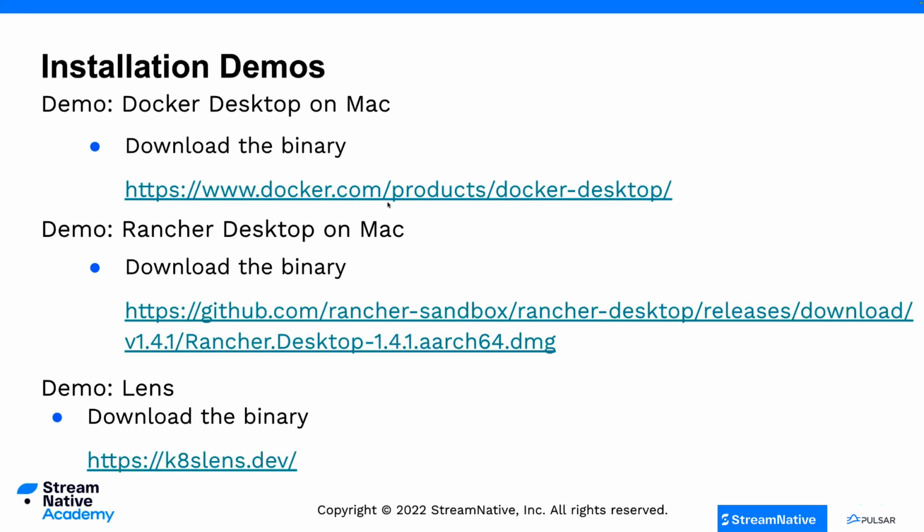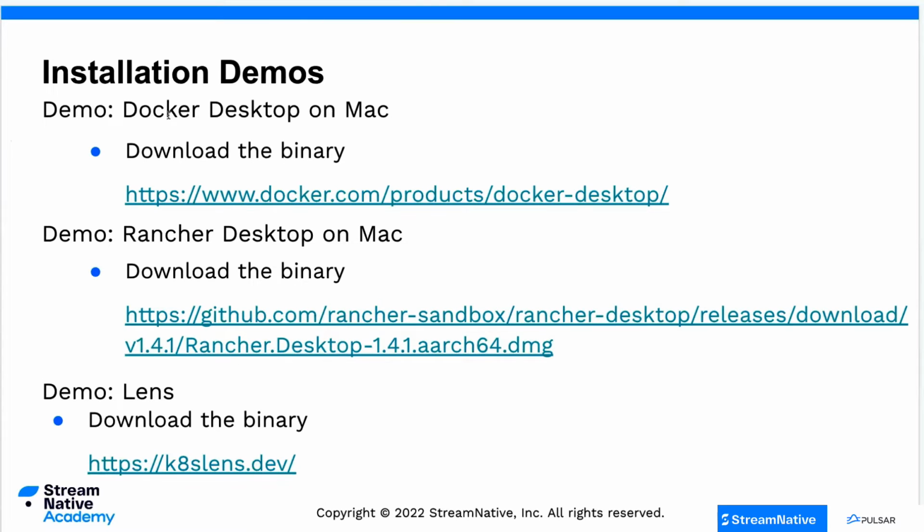I think this is the link. How do you install your own environment: Rancher Desktop, Mac, or Docker Desktop? Multiple choices, right? Docker Desktop, Rancher Desktop, they all have Linux, Mac, and Windows versions. Also, one thing that is good is Lens, right?